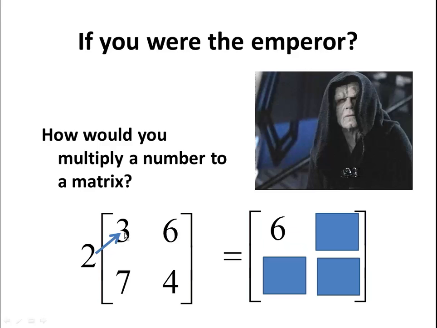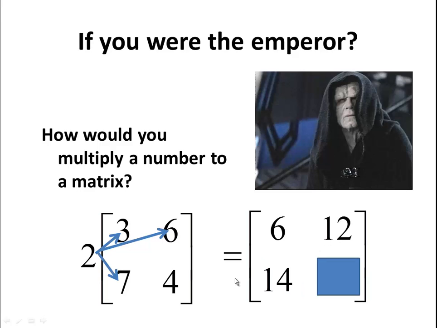We're going to take the 2 multiplied by 3 and put the answer in the first row, first column spot. We're going to take that 2 times 6 and put 12 right there in the first row, second column spot. We're going to take 2 times 7 and put that 14 in the second row, first column spot. And then the 2 times 4, we're going to put the 8 in the second row, second column. We multiply the number and we put the result in the corresponding spot. That's how challenging it is for scalar multiplication.